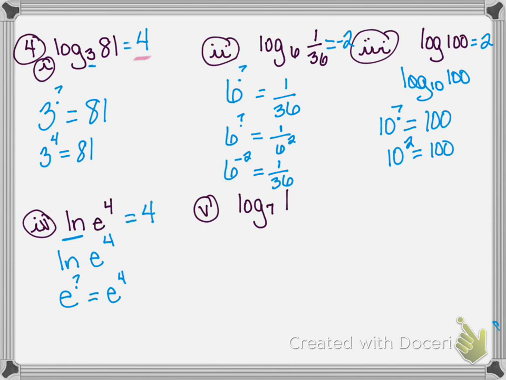Okay, so anytime you have the natural log of e raised to some power, your answer is whatever that power is. And the last one for this part, I have 7 raised to some exponent. And when I raise 7 to whatever this exponent is, I get 1. Hopefully you've remembered that anything raised to the 0 power gives me 1. So the answer to this is log base 7 of 1 is 0.